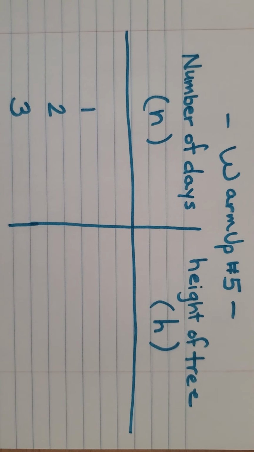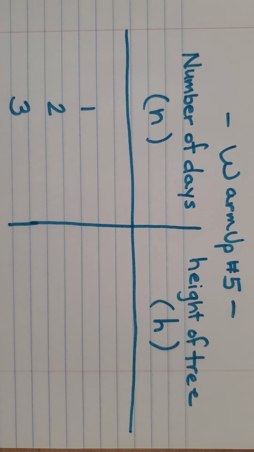Okay, so after looking at the graph and making sense of it and seeing that my x-axis is the number of days and the y-axis is the height of the tree in millimeters, the first thing I'm going to do is create a table from that graph.